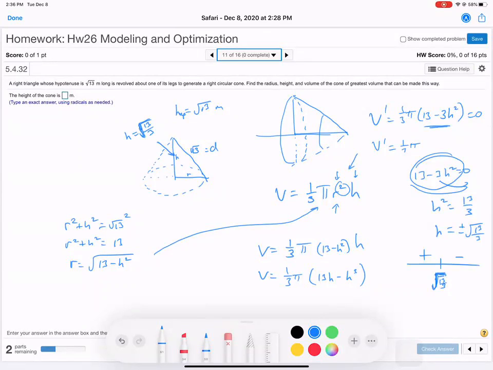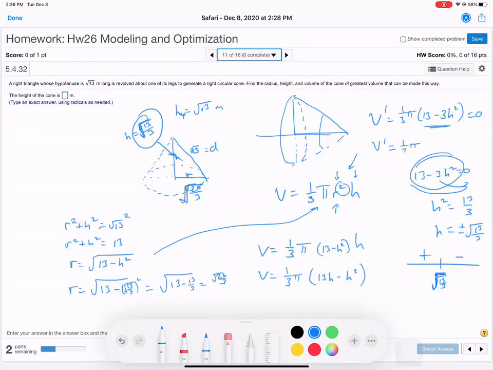Now let's go back and solve for r. If we know our h value, r is equal to the square root of 13 minus h squared, which is 13 over 3. The square root and square cancel out, leaving me r is the square root of 13 minus 13 over 3. Common denominator is 3, so that's 39 minus 13, which is 26. So the square root of 26 over 3. So this is my radius and my height. That'll give me my highest volume.